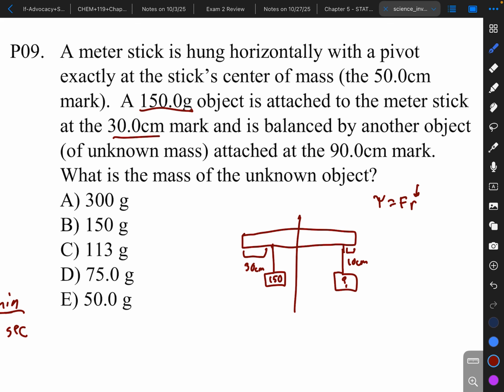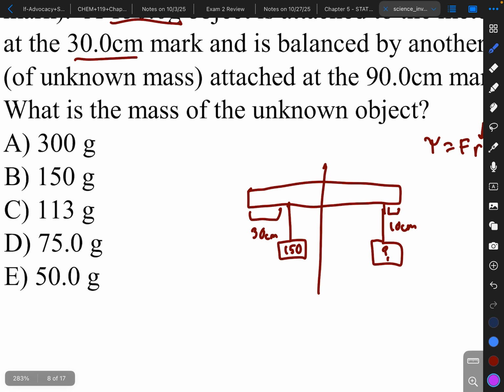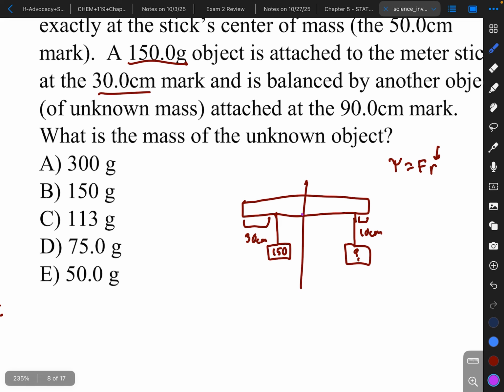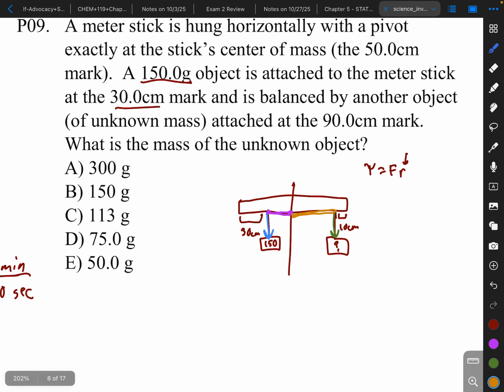We know what force is, but what is radius? Is it like the radius of a circle? It's actually a little different. Radius is the distance between the center and where the force is being applied. In this case, I'll draw the force vector in blue. The radius is the distance between the axis intersection and the blue vector. Again, I'll draw the green vector with the unknown object's weight. The radius is simply the distance between the axis and the force.